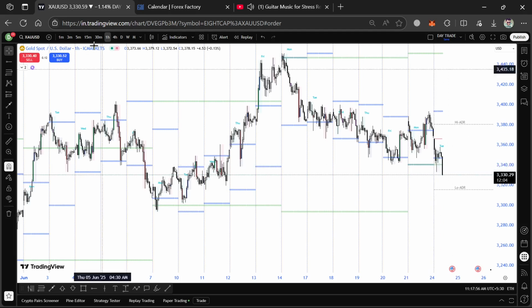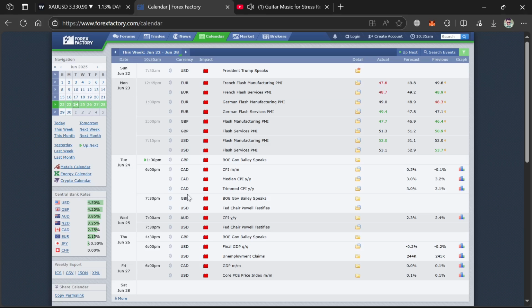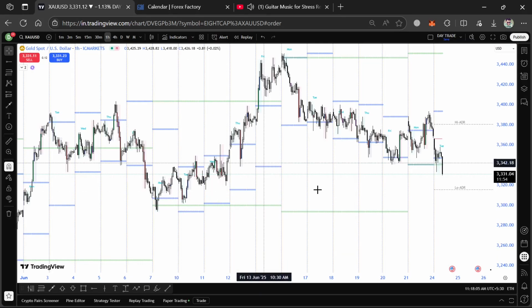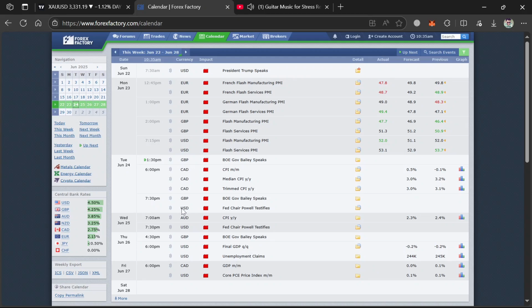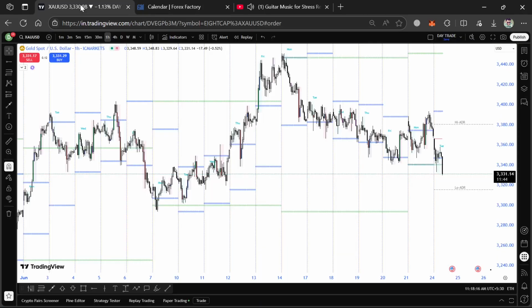So let's see if there is any major news today. At 6 p.m. we have Canadian dollar news, no news for the US dollar market, gold, and we have US dollar news. Fed chair Powell testifies in the New York session. After the New York session, the equity session opens. So watch out for that, gold traders. The market could give major volatility around that time period.